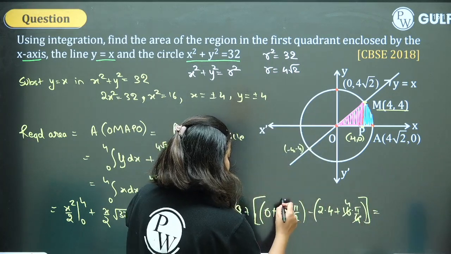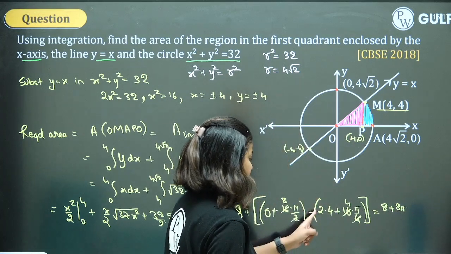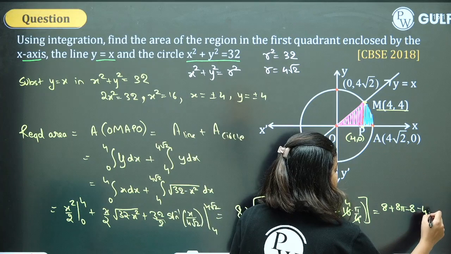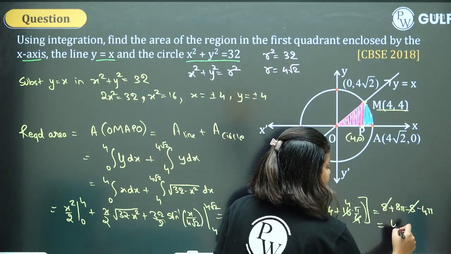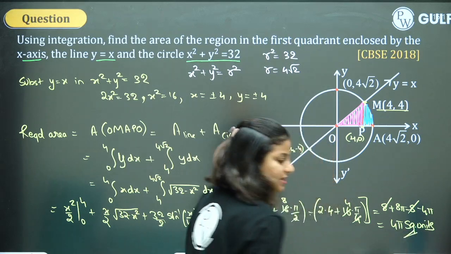2 1s are 2, 8s are 8. So this is 8 plus 8 pi minus 8 and minus 4 pi. 8 cancel, 8 pi minus 4 pi, 4 pi square units. The answer to this question is 4 pi square units.